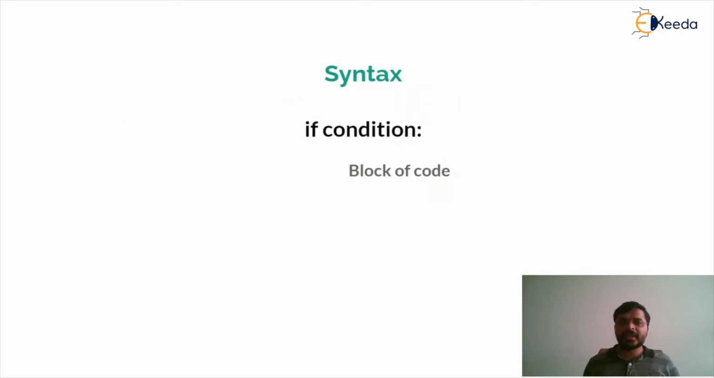So let's see the syntax first. The syntax of the if condition is: if, then the condition, something like whether order total is greater than 200 or not, then a colon at the end, and on the next line we write the body of the if statement, basically the code that we want to execute if and only if the if condition evaluates to true. So let's see some examples.